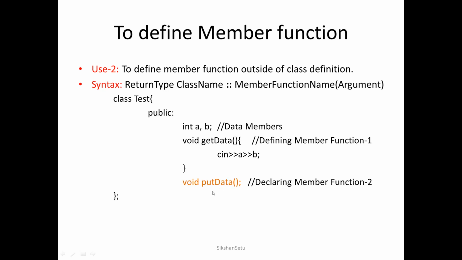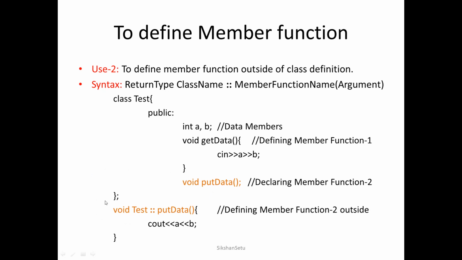So I need to define it outside the class. As per the syntax, what do I need to do? I need to first write the return type, which is void. Then I need to write the class name, so here the class name is test. So I will write test, scope resolution, and the name of the member function, put data, and this is the member function's body.